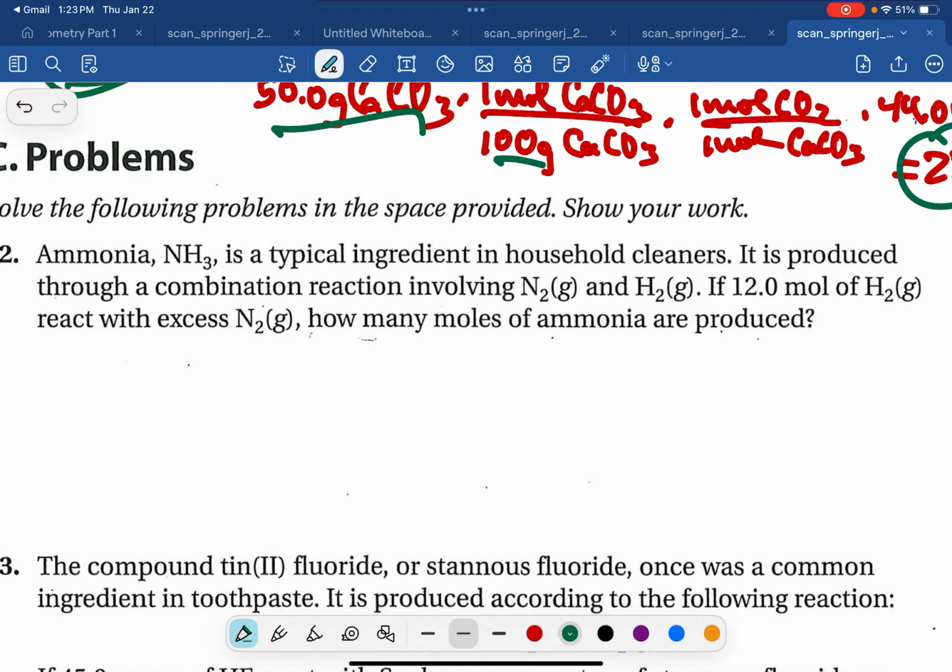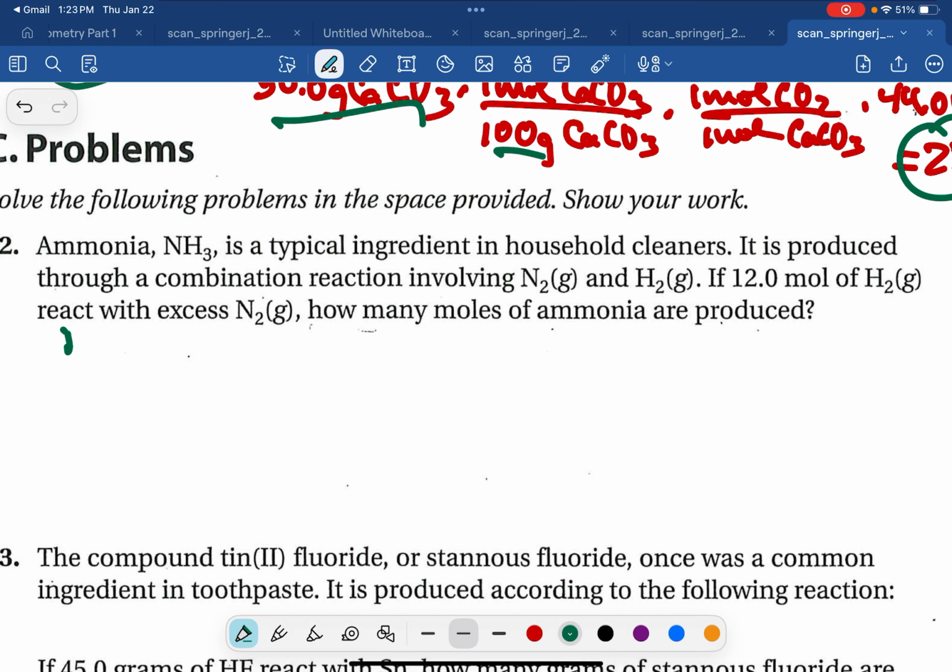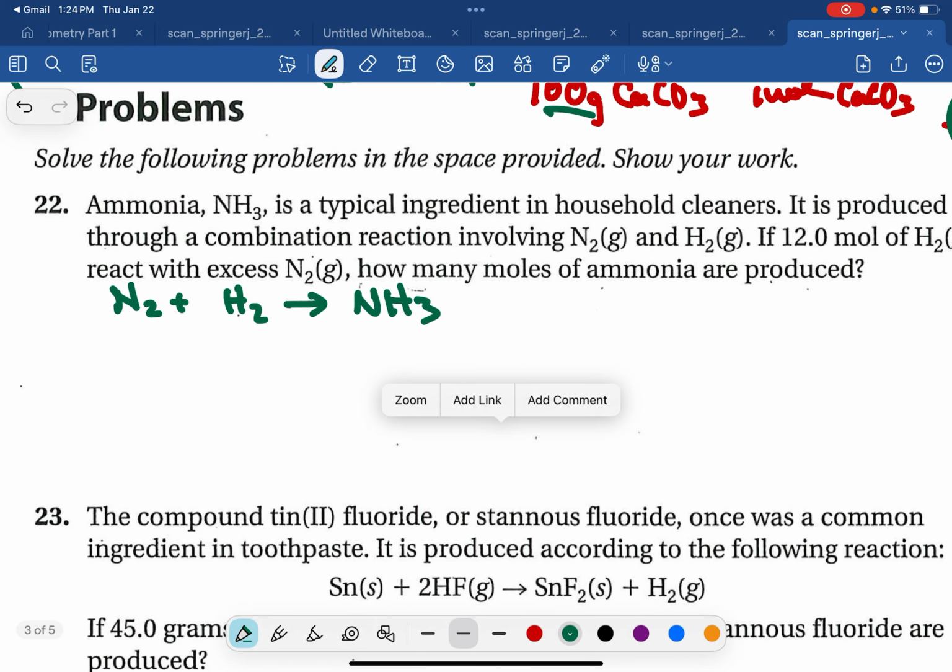So number 22, without any further delay. Ammonia, a typical ingredient in household cleaners, is produced through a combination reaction involving N2 plus H2. So we're going to need a balanced equation, N2, H2, and NH3. To balance that, I'm going to need a 2 right here and a 3 right there.